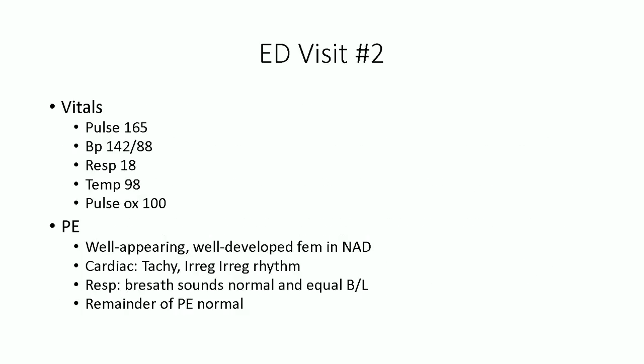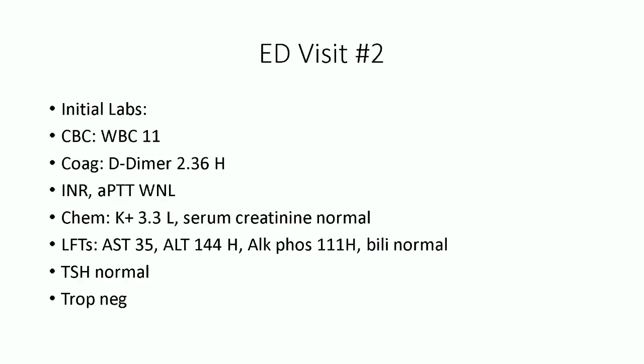Vitals at this time were found to be 165, and her rhythm was now irregular. Blood pressure 142/88, respirations 18, and again she was well appearing and no acute distress. Breath sounds were normal and equal bilaterally. So at this point, presumptive diagnosis was made of acute onset atrial fibrillation, new onset.